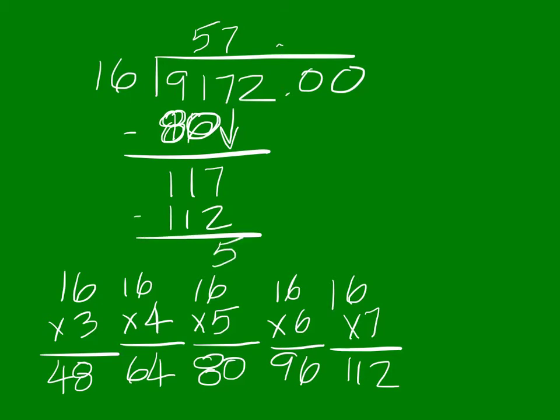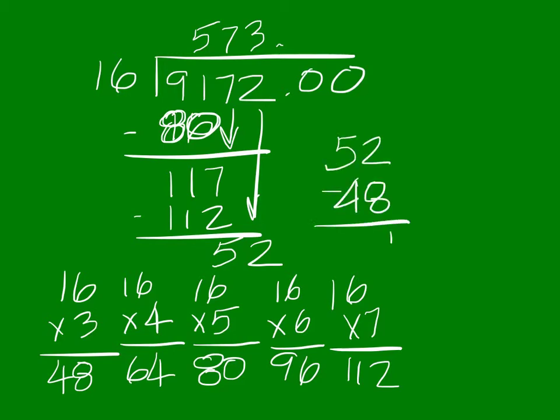I get 5, and I drop the 2 to get 52. How many times will 16 go into 52 without going over? Not one. 3 times. So 52 minus 48 is 4, and I would drop a 0. How many times will 16 go into 40? Not 3 times.